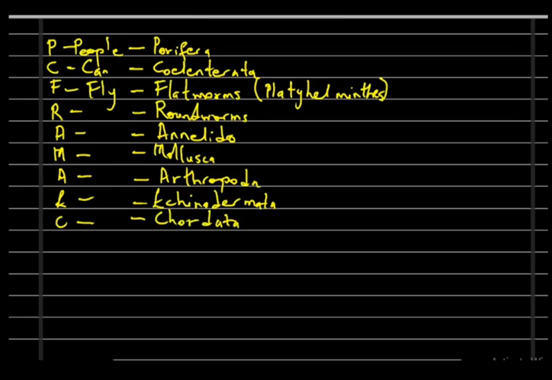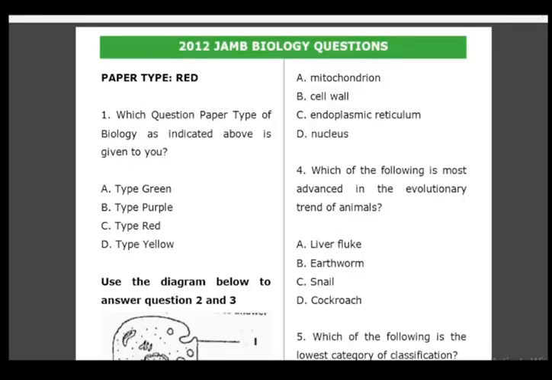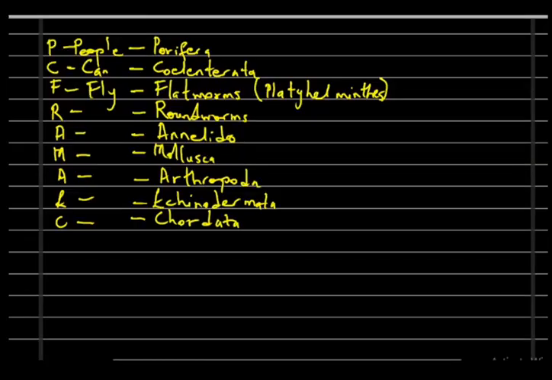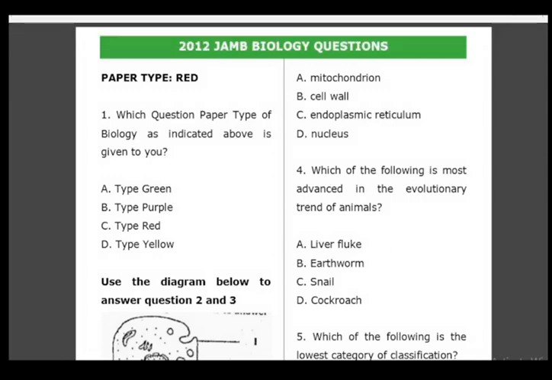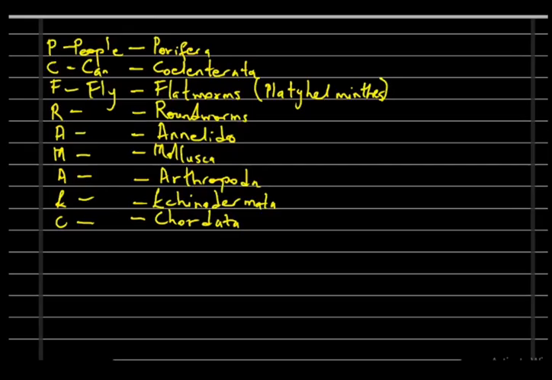So when we look at the advanced evolutionary trend of organisms, those that we have there happen to be the sequence. So we have the porifera, the coelenterata, the flatworms, roundworms, annelida, the mollusca, the arthropoda, the echinodermata, as well as the chordata. So let us see where all of the organisms that we have in our options belong. Option A, liver fluke, option B, earthworm, option C, snail, and option D, the cockroach. So let us look at the organisms that we have there now.